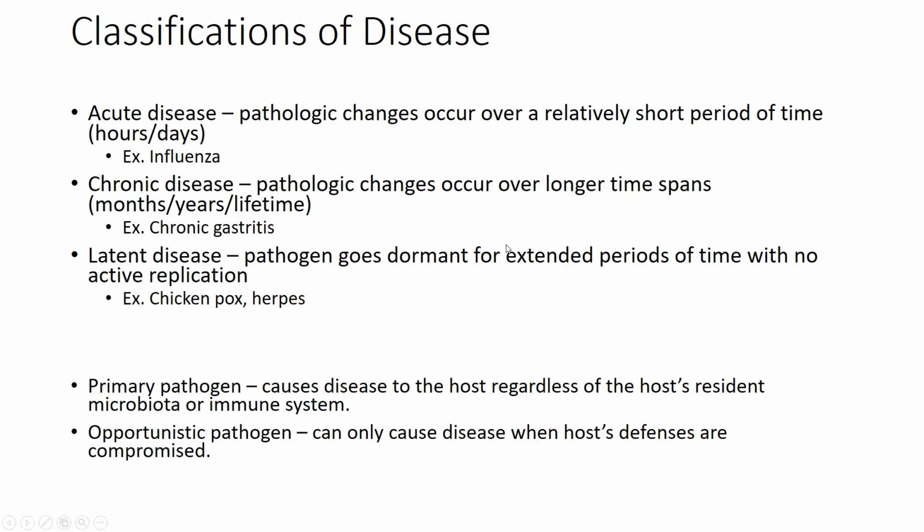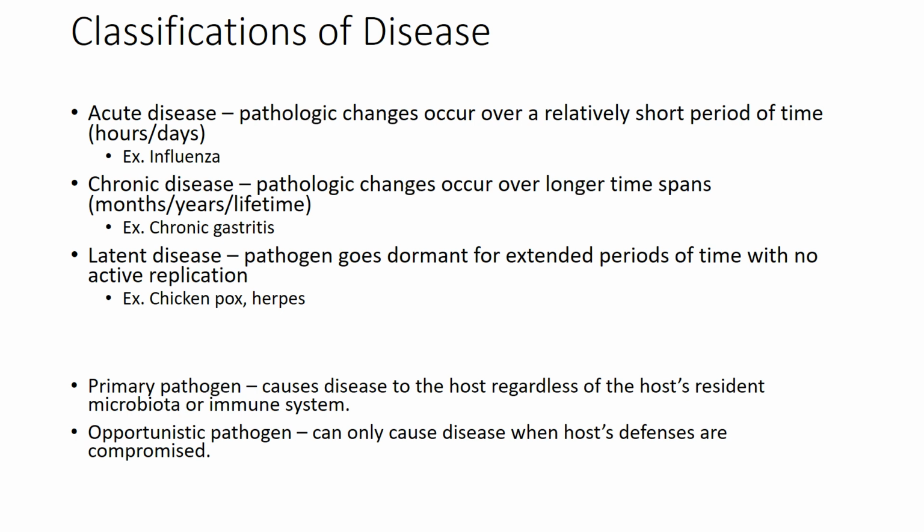So just a couple other ways we can classify diseases. Diseases can be considered acute, which means that they're occurring just within a short period of time, hours to days, and then you get better, like the flu. A chronic disease is a disease that causes changes in the body that spans a long period of time. Months, years, even a lifetime.